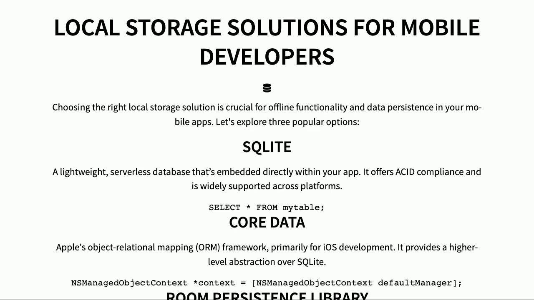Each one has its own advantages. SQLite is super simple, Core Data provides more structure, and Room makes working with SQLite on Android much smoother. Think about what your app needs when deciding which one to use.